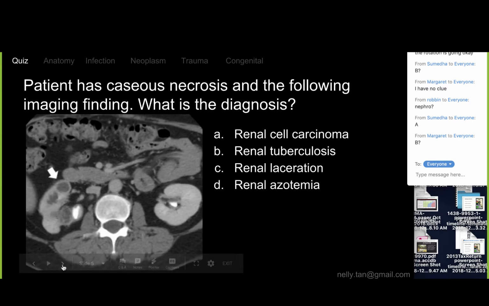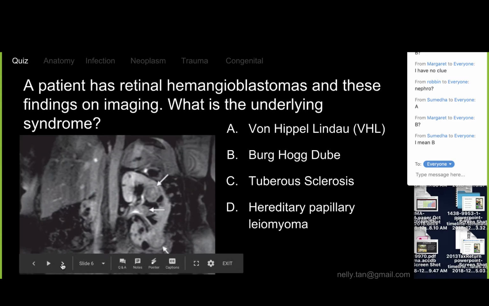The patient has caseous necrosis, and the following imaging findings. What is the diagnosis? So what we see here is a contrast enhanced CT. In the excretory phase, you see contrast in the collecting system. And so then this right kidney is not normal. In patients with caseous necrosis and on pathology, these imaging findings are concerning for, okay, B, TB.